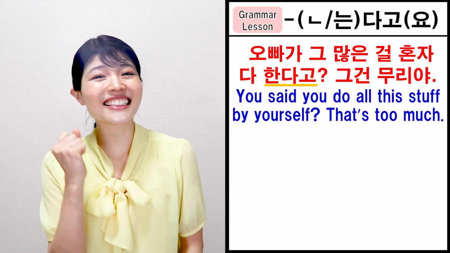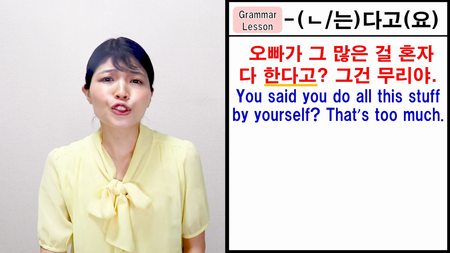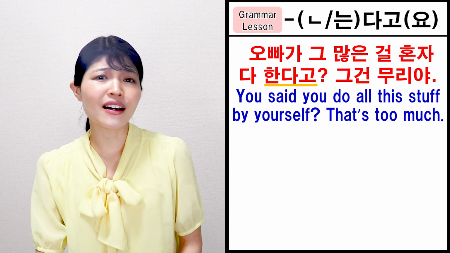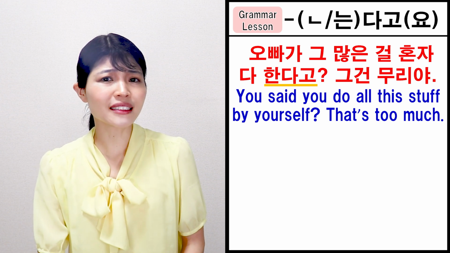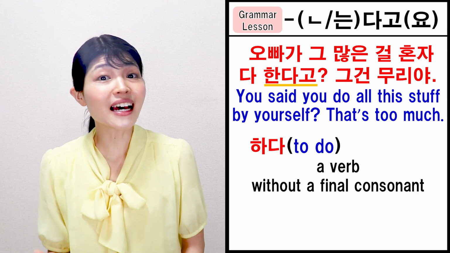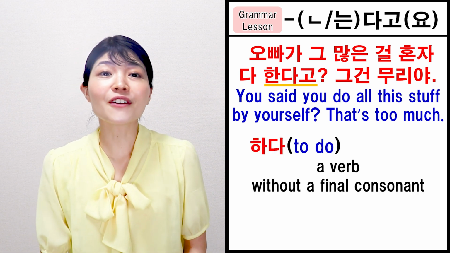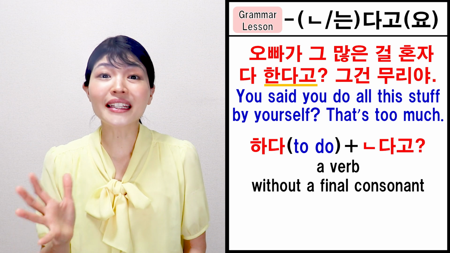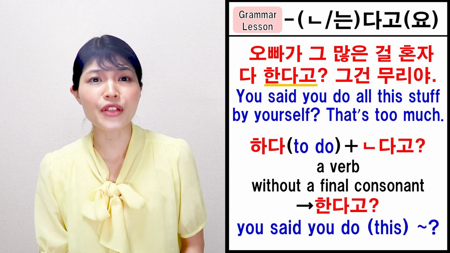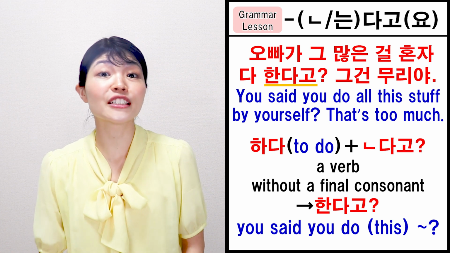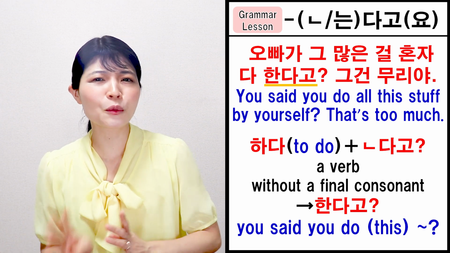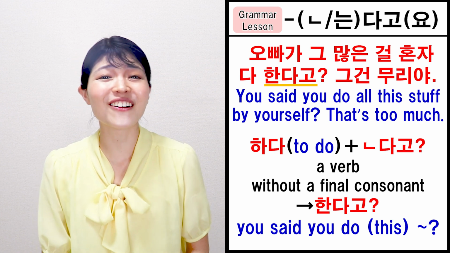Let's see the next example. 오빠가 그 많은 걸 혼자 다 한다고? 그건 무리야. You said you do all this stuff by yourself? That's too much. Here, 하다, to do, is a verb without a final consonant. So you attach 니은다고 to make 한다고. You said you do this. In addition, I translate 오빠 as you in English because there is no right word for 오빠 in English, okay?